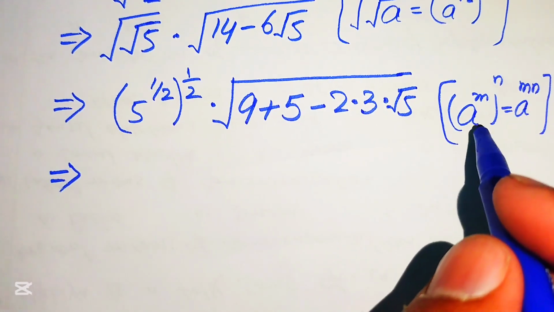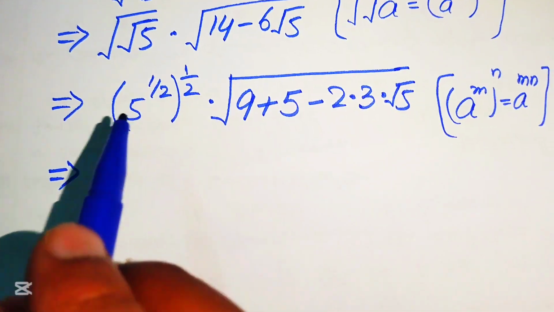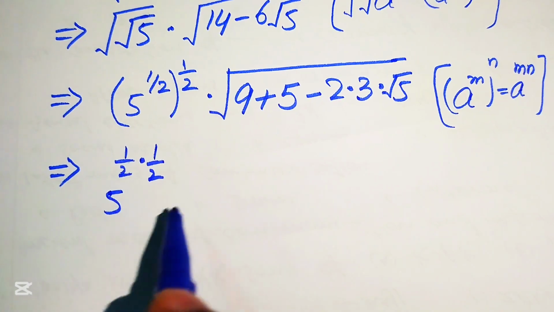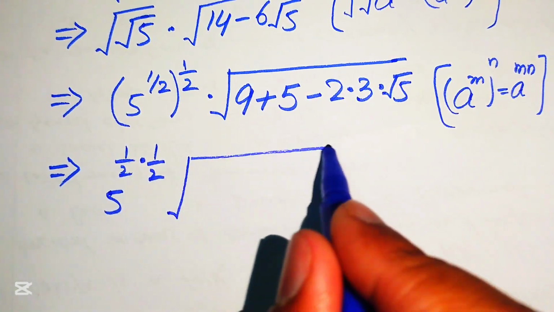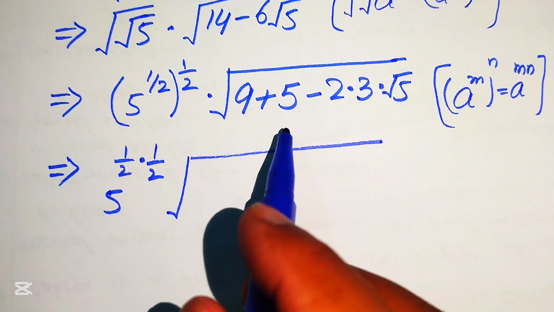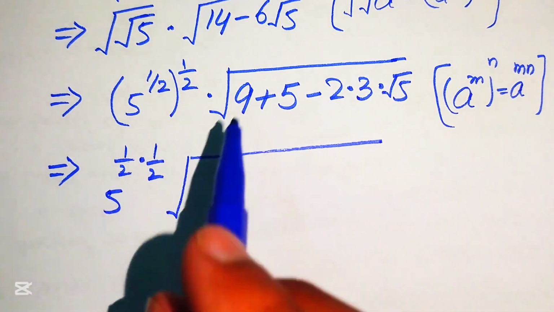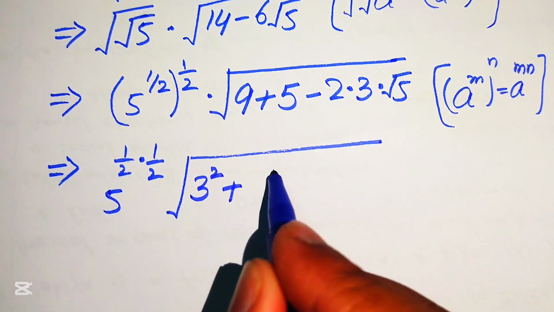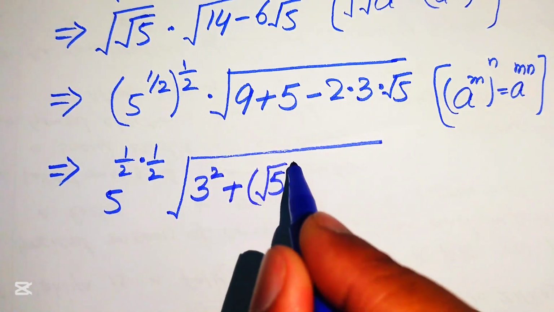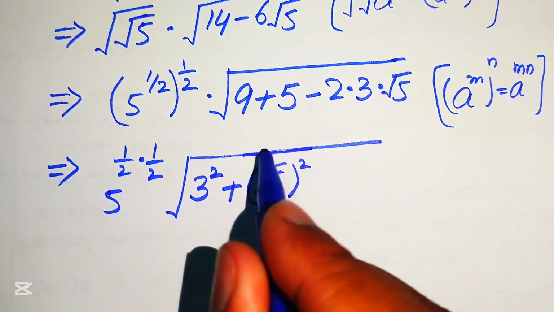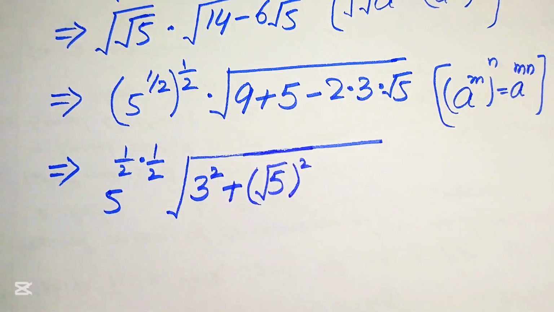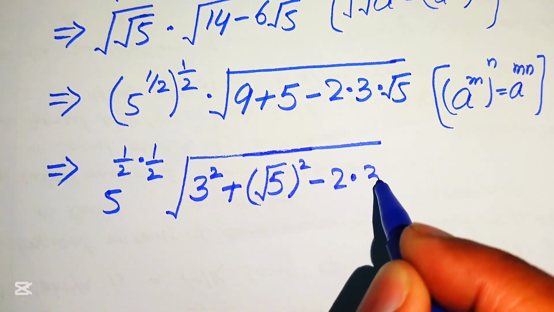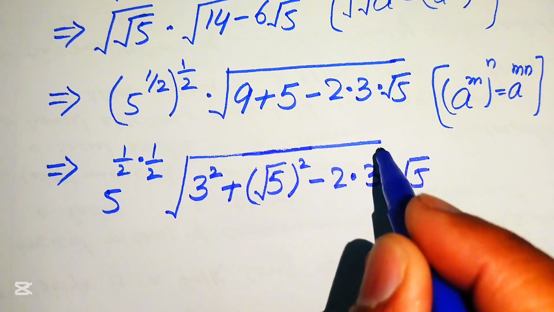So according to this rule we will multiply these two exponents, and it will be written as 5 to the power of 1 over 2 multiplied by 1 over 2, and here we have the square root of 9 plus 5, and now we write this 9 as 3 squared, and we write this 5 as the square root of 5 and its whole square. You see, the 2 and square root are gone, and we again get this 5, and here we have minus 2 times 3 times the square root of 5.